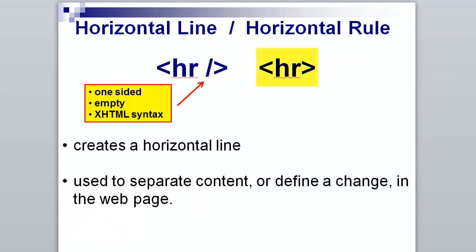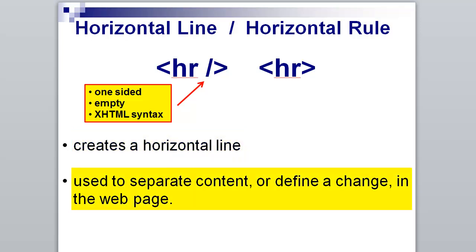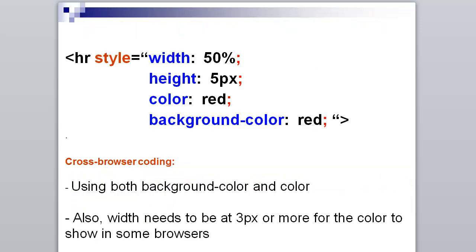The horizontal line or horizontal rule is another one-sided element. And here again it is one-sided and empty, and in XHTML we needed to terminate that with a /. Today we do not need to do that for HTML5. It creates a horizontal line on the page which is used to separate content or to define some type of change in the flow of the HTML document.